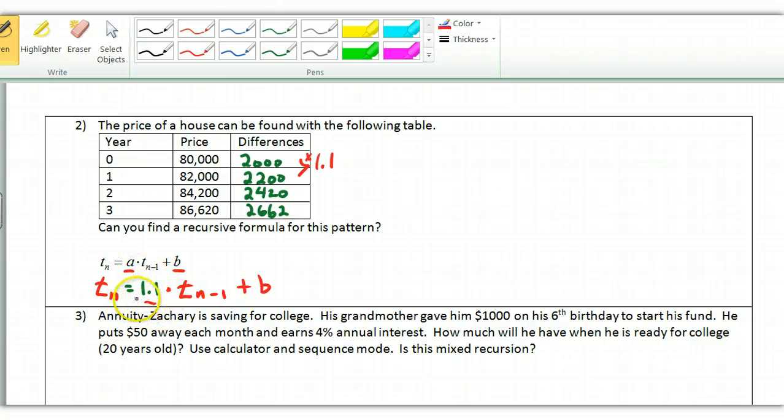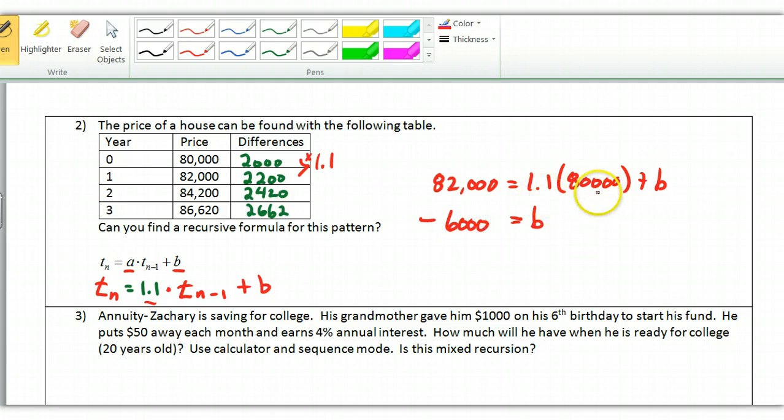So this A is 1.1, and we put it in here. How am I going to find B? Well, I have a whole table of values. I can take any term, for instance 82,000, and set it equal to 1.1 times the previous term, which would be 80,000, plus B. That looks like I can find B. Pause that and find. So I get B equals negative 6,000. I just take 1.1 times that and subtract. Okay? So let's see if this works. We're just speculating right now.